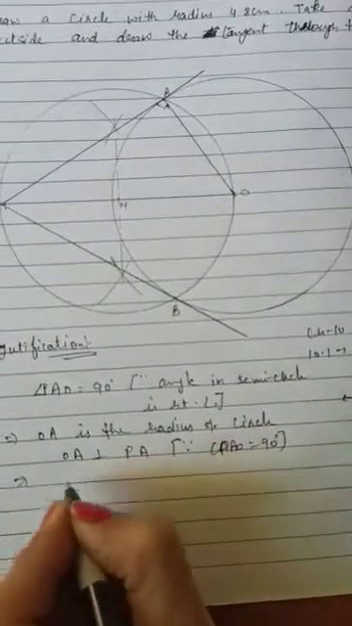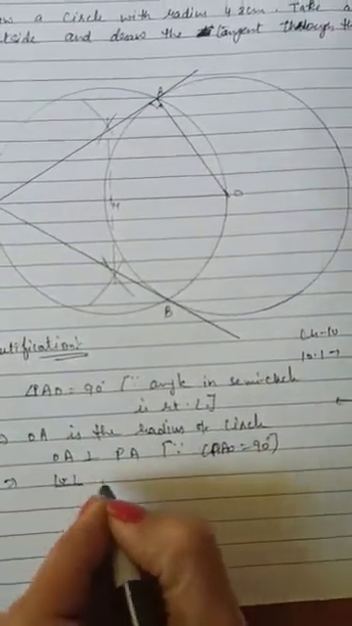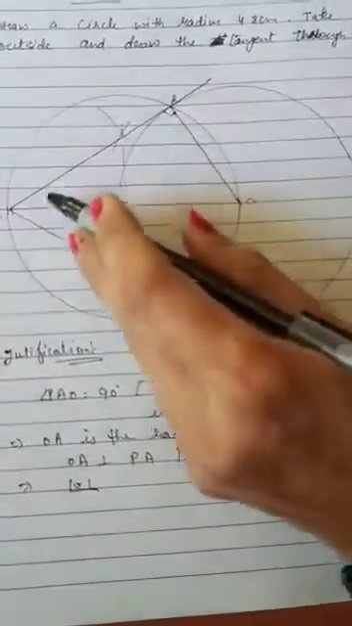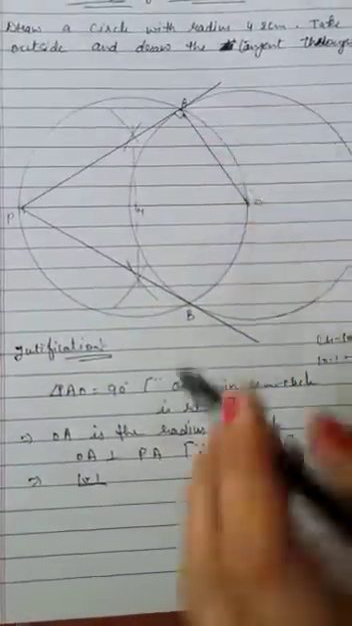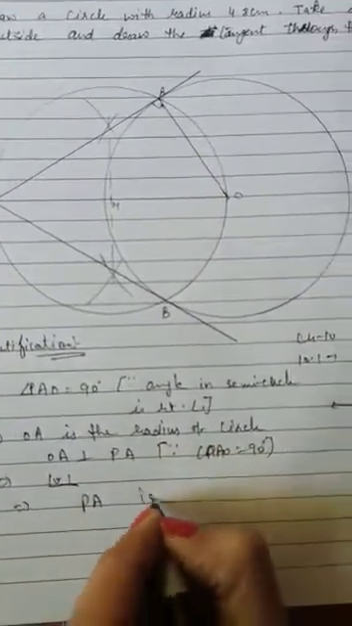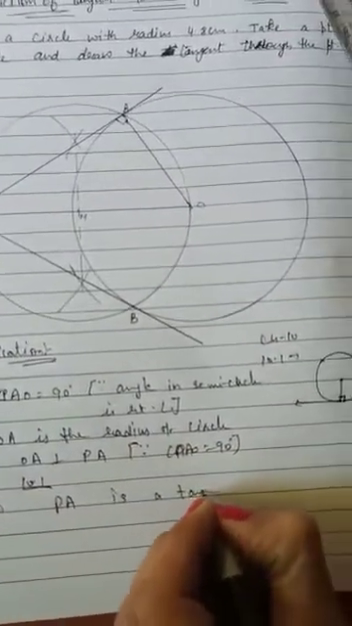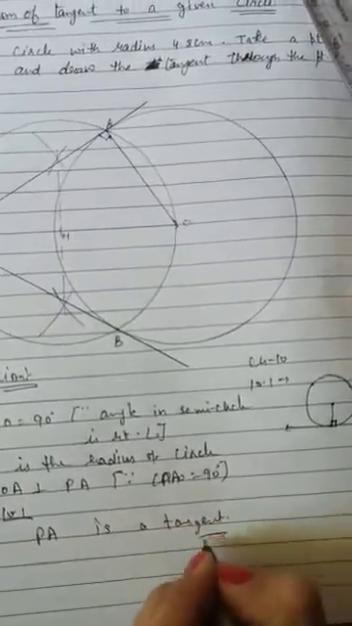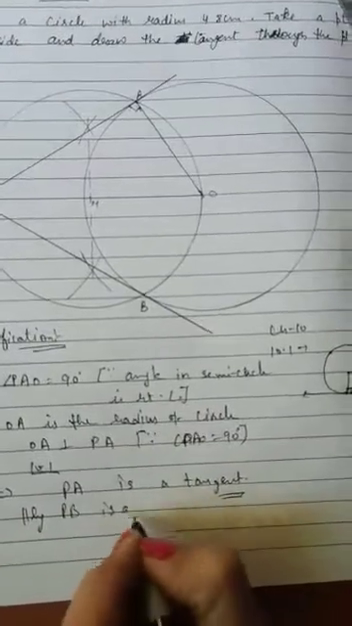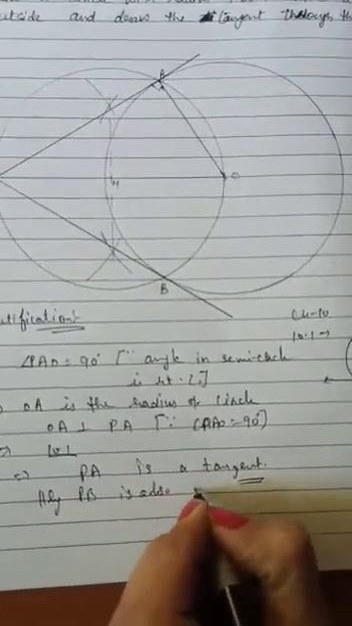So by using that one theorem, Theorem 10.1 says the radius is perpendicular to the tangent through the point of contact. So we can write here, this implies PA is a tangent. Okay, this is the justification of the question. Similarly, we can say here PB is also the other tangent.